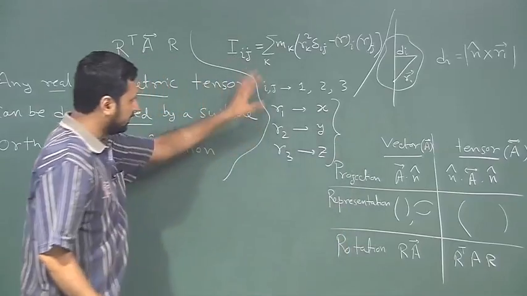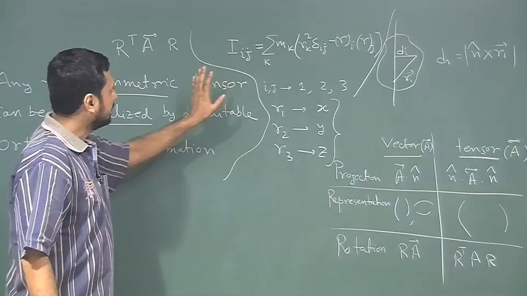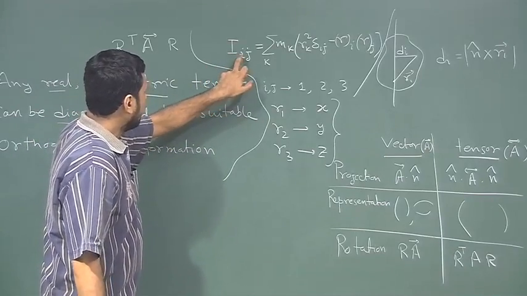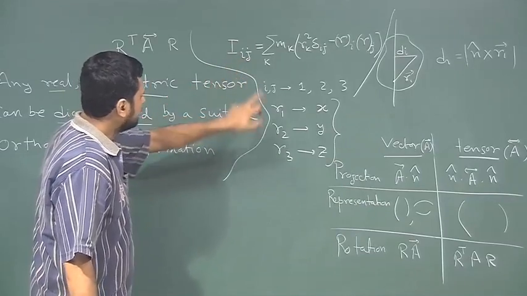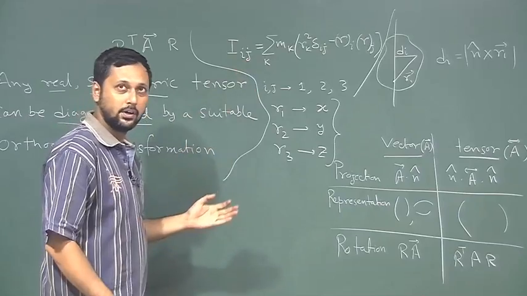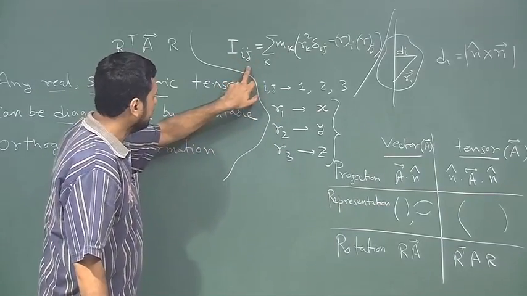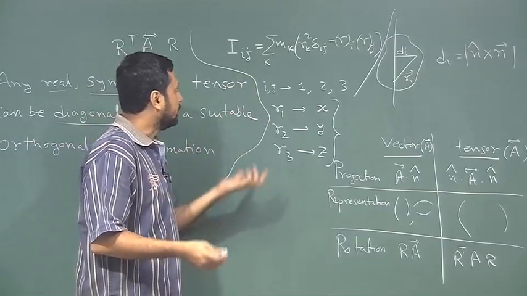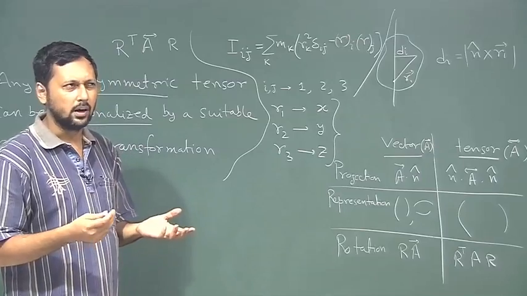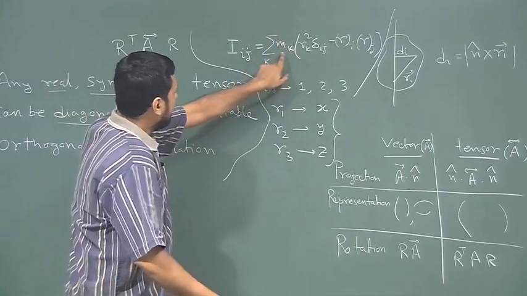So, this is just another notation, another type of representation we can use. The tensorial form is I i j, that means you can read it as I x x being I 1 1, I y y being I 2 2, I z z being I 3 3, and I x y being I 1 2, I y z being I 2 3, I z y being I 3 2.